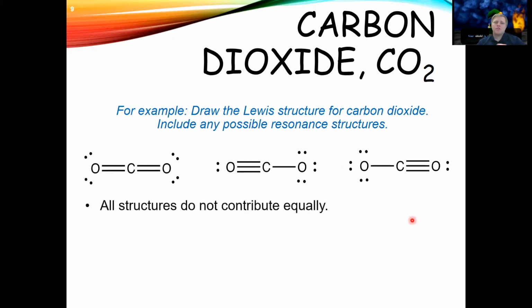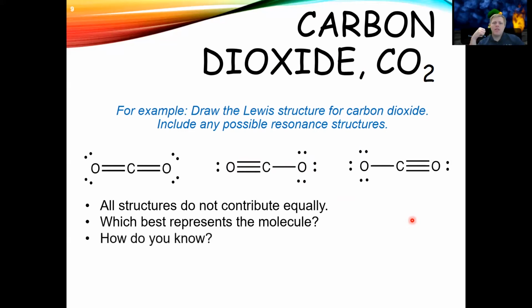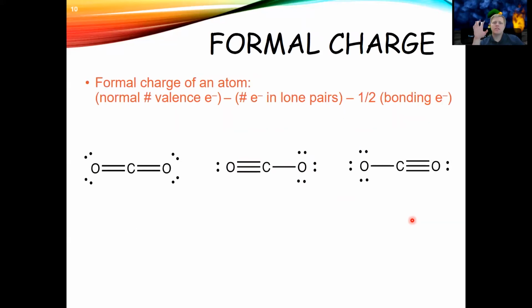But all of these structures aren't contributing equally to the true structure of carbon dioxide. So now we have to figure out which one best represents the molecule, and if there's any amount of weighting going on there, as far as is one more important, are we going to weight it more than others? And really, how do we know? How do we know which is the most important? Well, the first tool I'm going to give you in thinking about this is what we call formal charge.